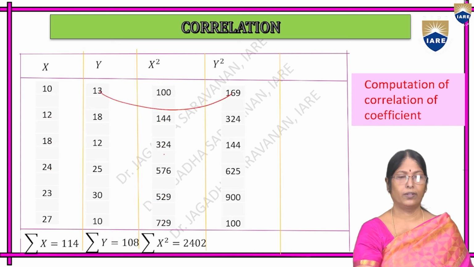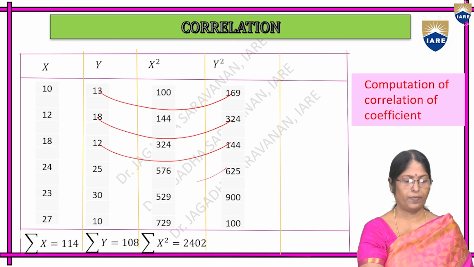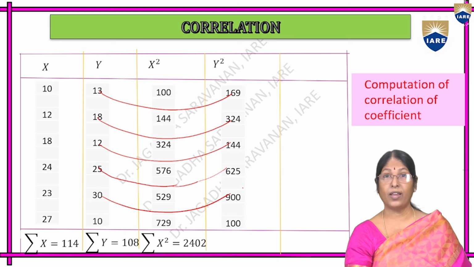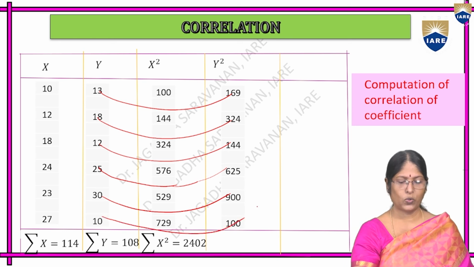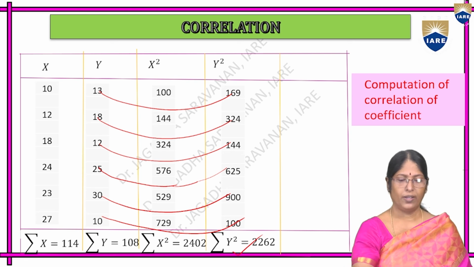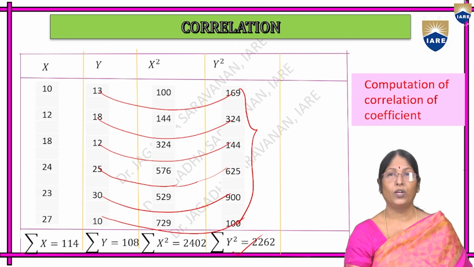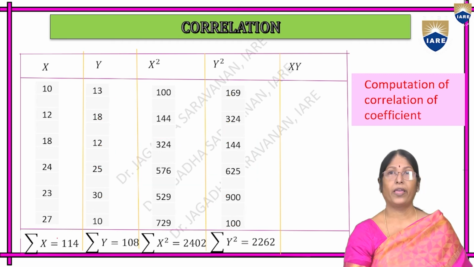The next one is y square: 13 square, 18 square, 12 square, 25 square, 30 square, 900, 10 square, 100. Now summation y square, we added the complete y square values, and we obtained 2262.